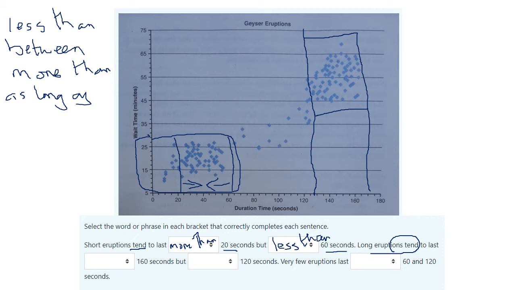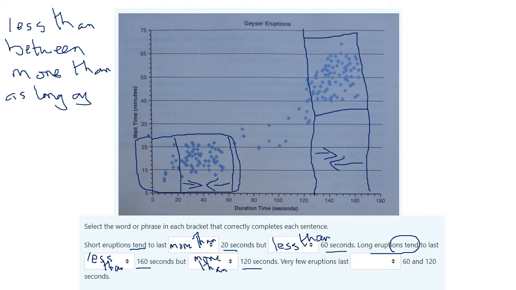But do be careful. This question is a little bit tricky, not because of the science, it's a little bit tricky because of the English. So the 160 is coming first and the 120 is coming second. So we are normally less than 160, we're normally more than 120. So less than 160 seconds, but more than 120 seconds.